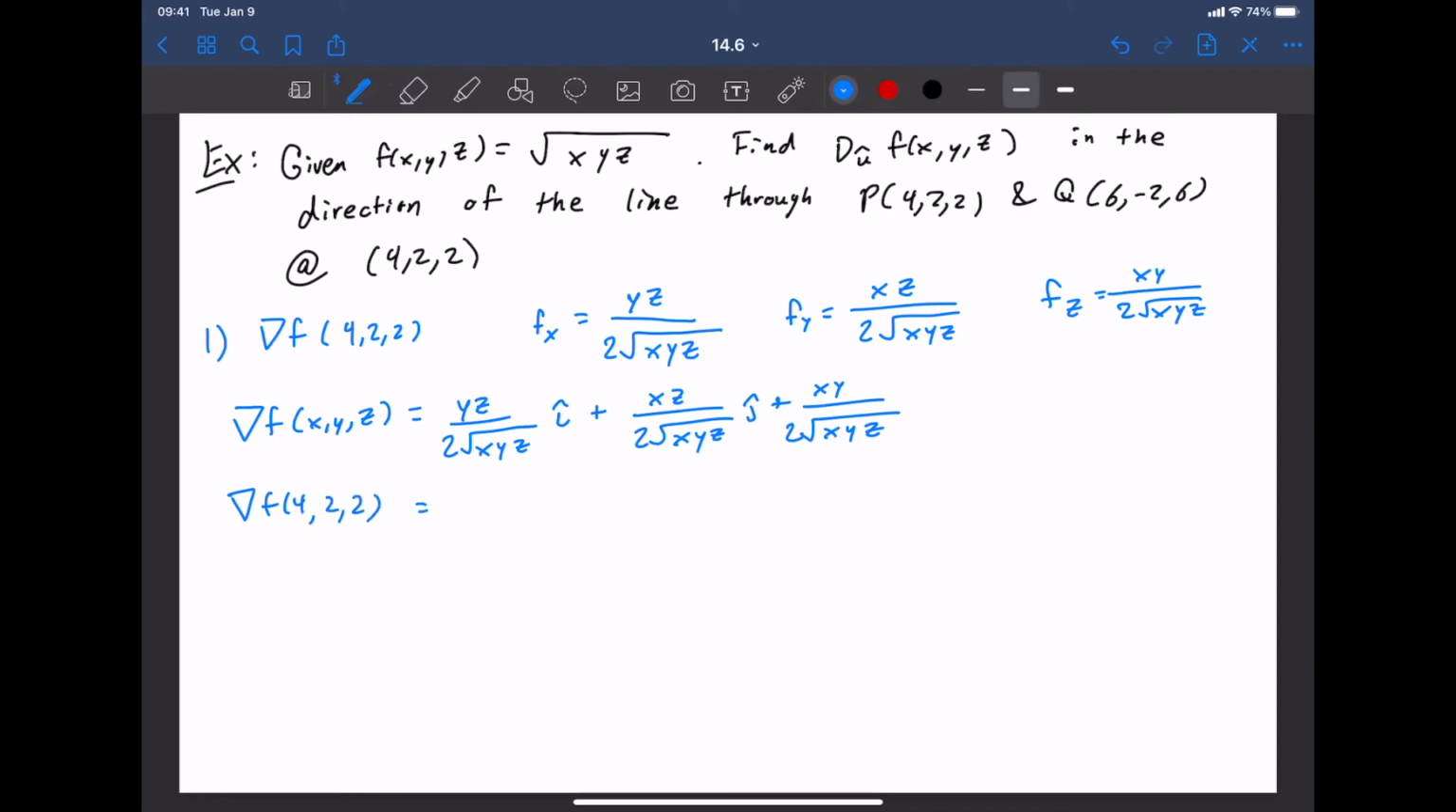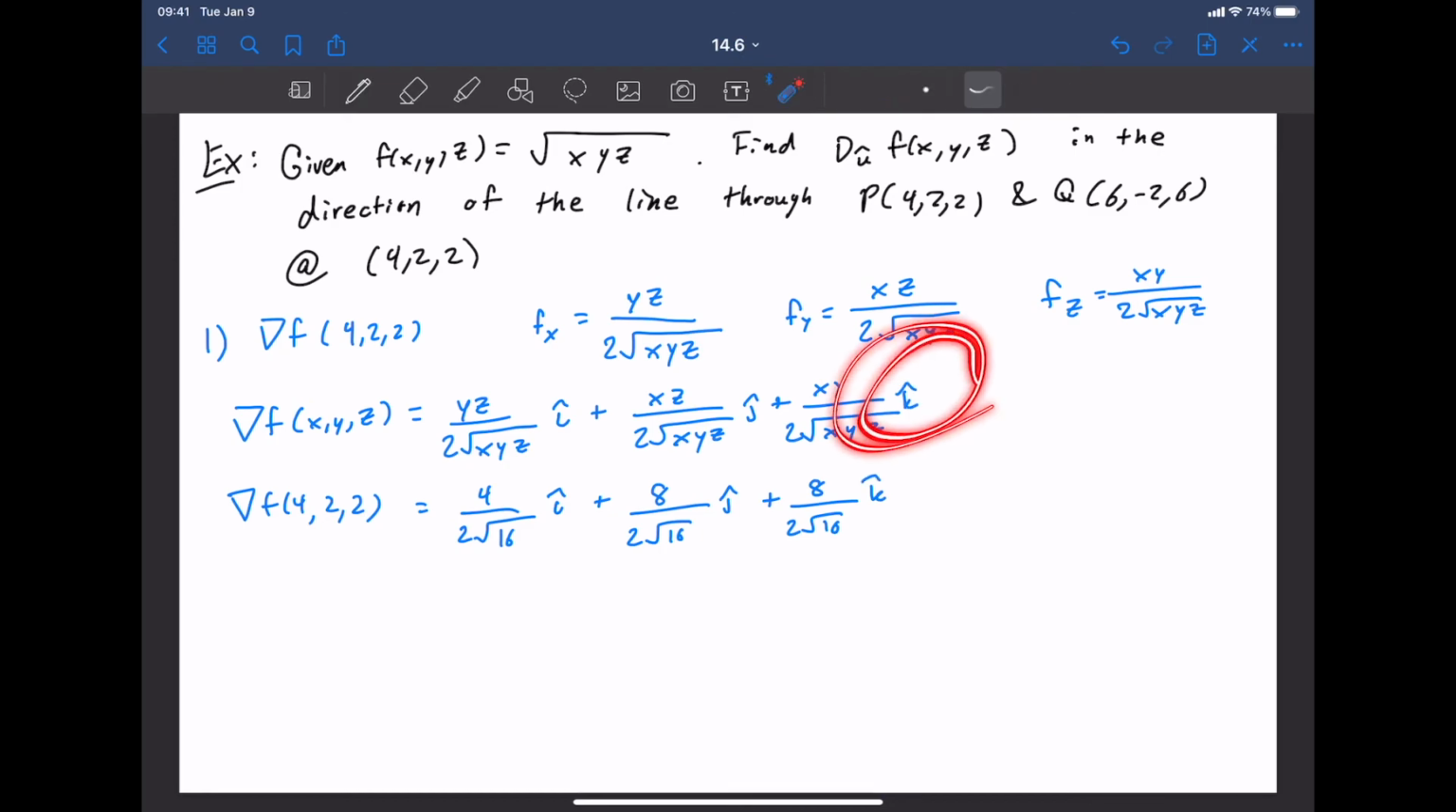lots of mistakes. I'm getting 4 over 2 root 4 times 2 times 2 is 16. And the I plus, now we're going to change it up, 8 over 2 root 16 in the J plus 8 over 2 root 16 in the K. I forgot a K right here. Please pay attention. You need a K. Just like I was just saying how you have to get all 3 of them. We'll notice if it's a derivative or not. We'll notice if it's a vector or not. That's 2 over root 16. Sorry, let's be clear. Root 16 is 4. It's 1/2 in the I direction plus 1 in the J direction plus 1 in the K direction.